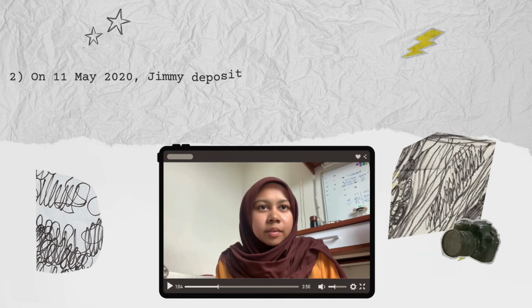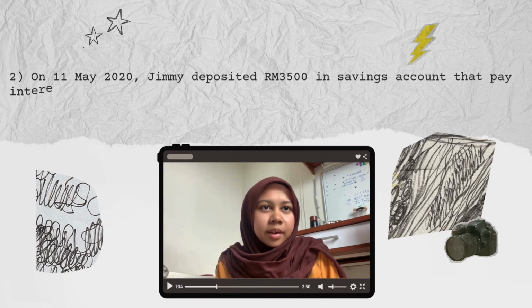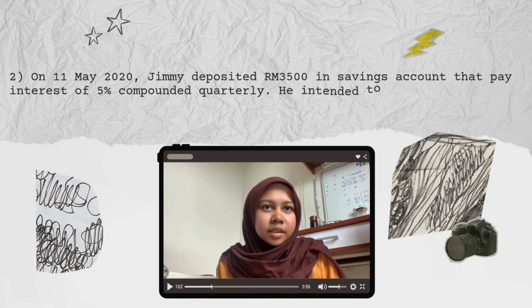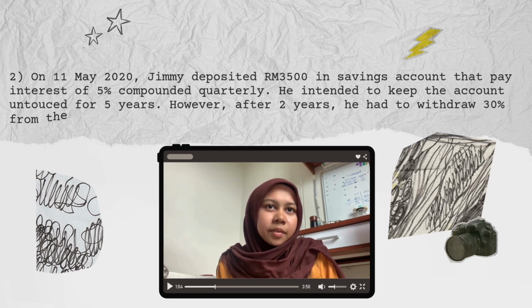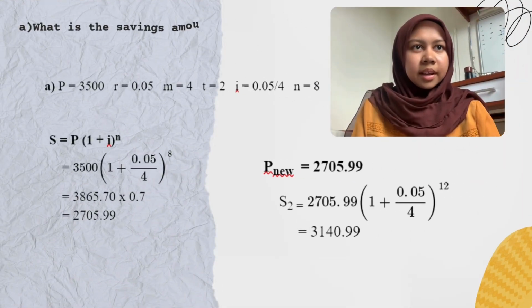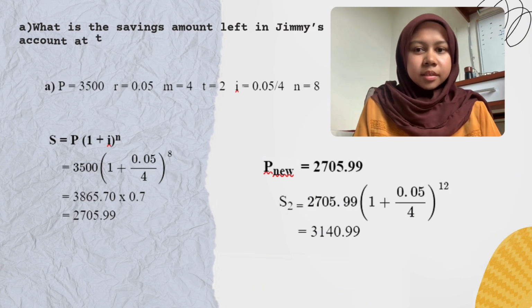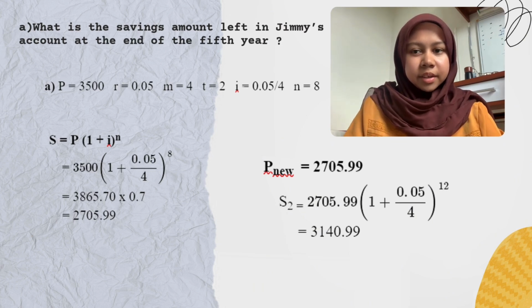Question 2: On 11 May 2020, Jimmy deposited RM3,500 in a savings account that paid interest of 5% compounded quarterly. He intended to keep the account untouched for 5 years. However, after 2 years, he had to withdraw 30% from the account. What is the savings amount left in Jimmy's account at the end of the 5th year? Based on the question, our P is 3,500. The rate is 0.05, the m is equal to 4, and our i is 0.05 over 4.